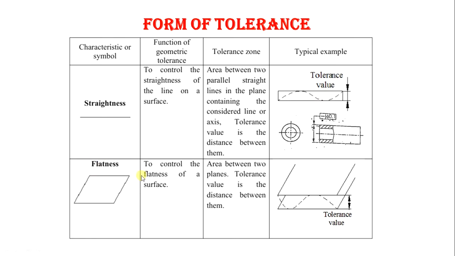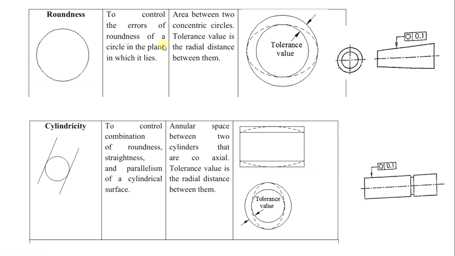Similarly we have flatness, to control the flatness of a surface. If this is one flat surface and a second flat surface is over here, then we can consider these two flat surfaces and the distance between them can be indicated. Likewise we have roundness, then cylindricity. Roundness is used to show a perfect circular area throughout the surface, that is the ovality. Two circles are used to control the errors of roundness. The area between the two concentric circles represents the tolerance value, that is the radial distance from the center, which should be perfectly correct.